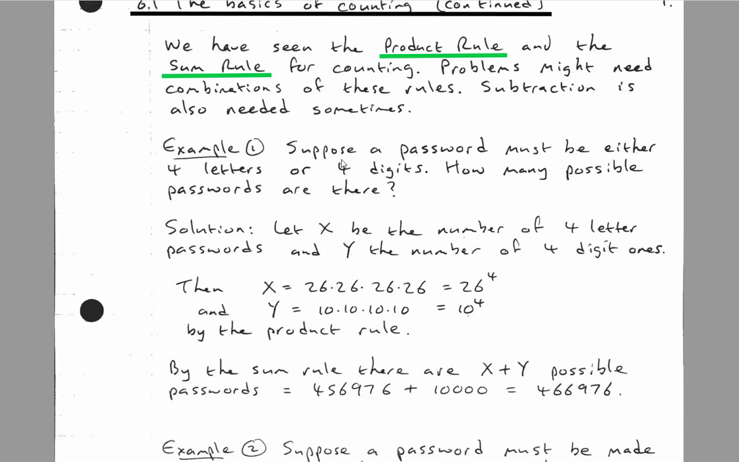Example 1. Suppose a password must be either 4 letters or 4 digits. So 26 English letters. There are 10 digits, 0 through 9. Okay, so if the password has to be 4 letters or 4 digits, how many possible passwords are there?